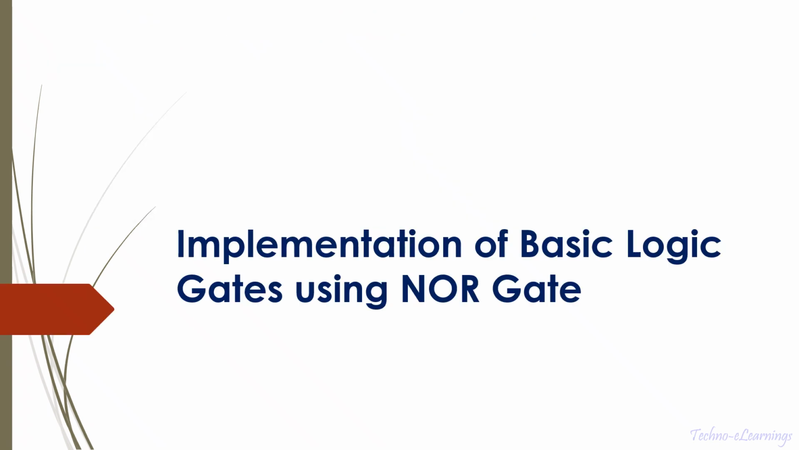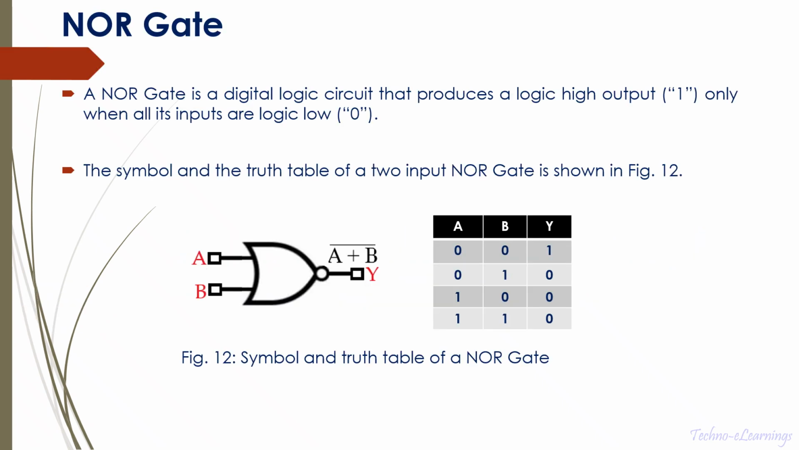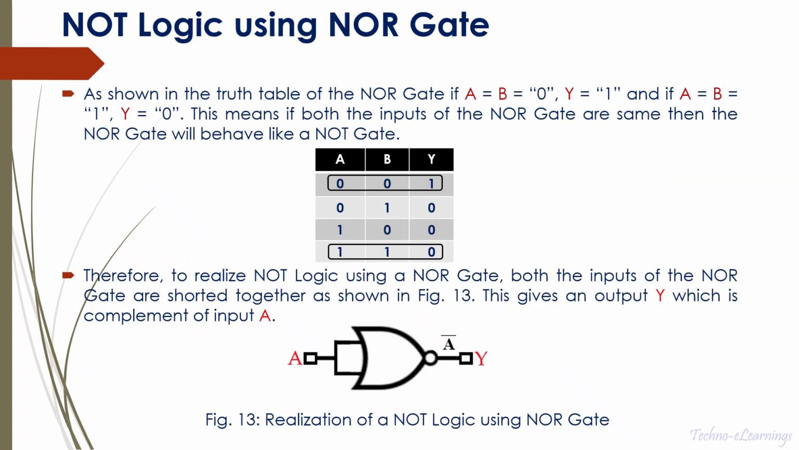Implementation of basic logic gates using NOR gate. A NOR gate is a digital logic circuit that produces a logic high output only when all its inputs are logic low. The symbol and the truth table of a two-input NOR gate is shown in figure 12.